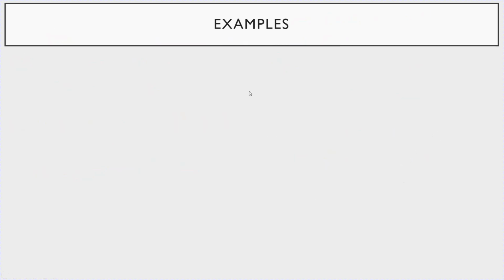Let's try this one. Let's find the slope of the function. So our function here is f of t is equal to 2 minus 4 over t, at the point 4, 1. Okay, so I want to find the slope of this function at the point 4, 1.